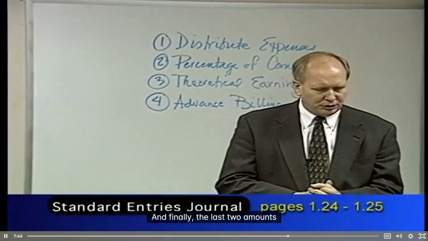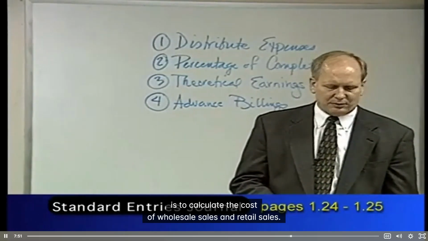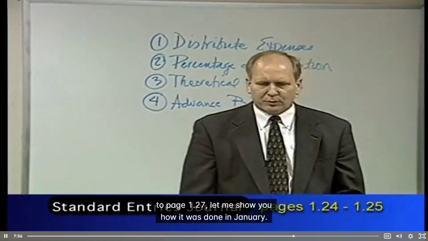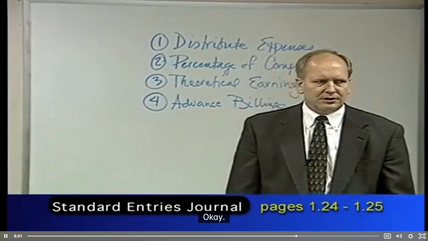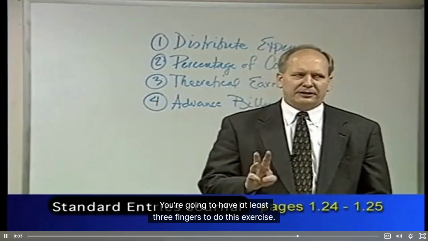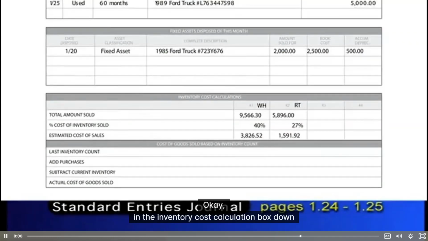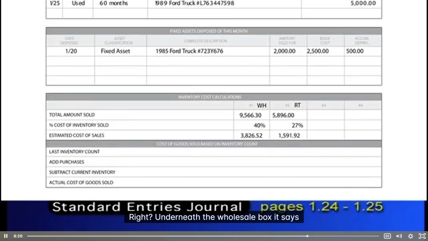And finally, the last two amounts are to calculate the cost of wholesale sales and retail sales. Now, if you'll hold your finger here and turn to page 127, let me show you how it was done in January. Okay? You're going to have at least 3 fingers to do this exercise, okay? In the inventory cost calculation box down at the bottom, notice that we have 2 columns. One says number 1 WH, that stands for wholesale, and the next column says number 2 RT for retail, right?